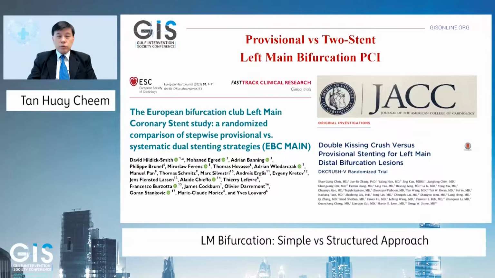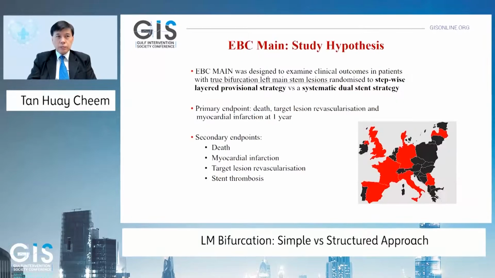I think the question of whether we should perform a simple versus a complex two-stent strategy for patients with left main disease can really be gleaned from the data provided by two trials that were performed in the last 5 years. The first trial is the EBC MAIN, which was published in 2021. And the second trial was much earlier. It's called the DK CRUSH V, which was published in 2017 in JACC. Let's go to EBC MAIN and look at the study hypothesis.